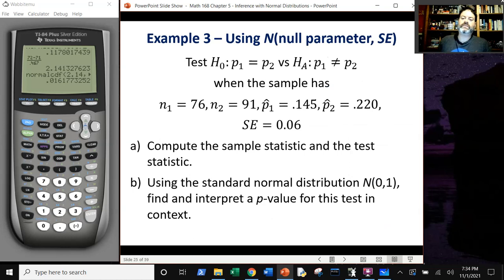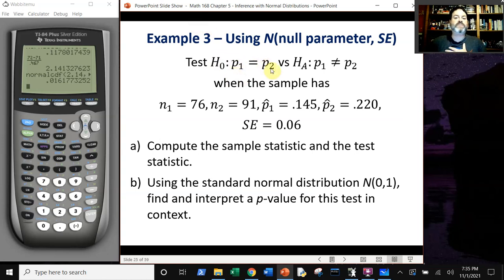All right. Test P1 equals P2 versus P1 not equal to P2 when the sample has N1 equals 76, N2 equals 91, P hat 1 equals 0.145, P hat 2 equals 0.220, and the standard error is 0.06. Oh boy, there's a lot going on here. So what you might want to look at is the parameter here. So we're given the hypotheses, we're not given the parameter. Find the parameter first and then work backwards to the sample statistic.